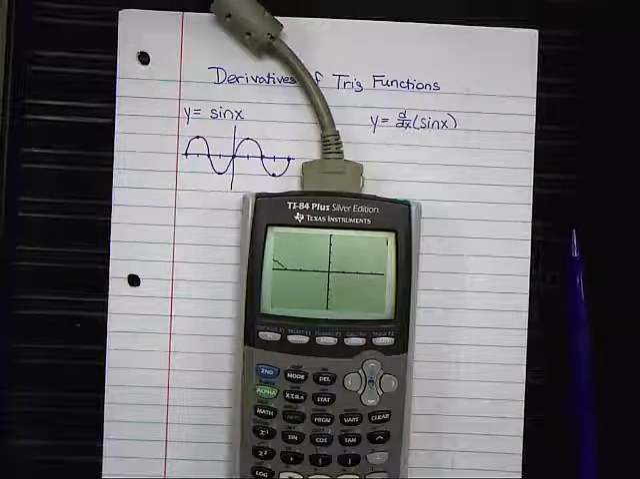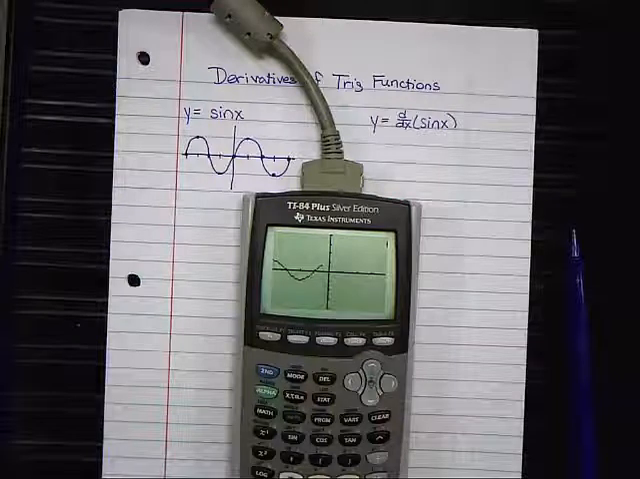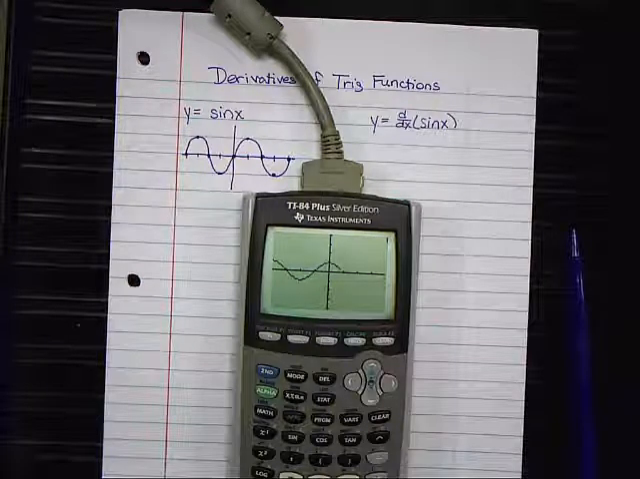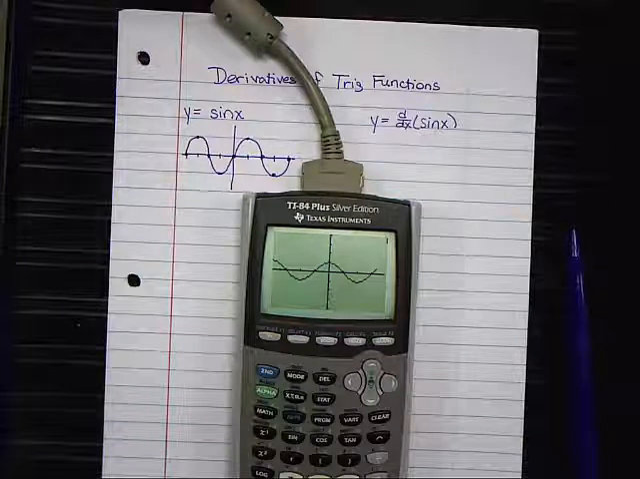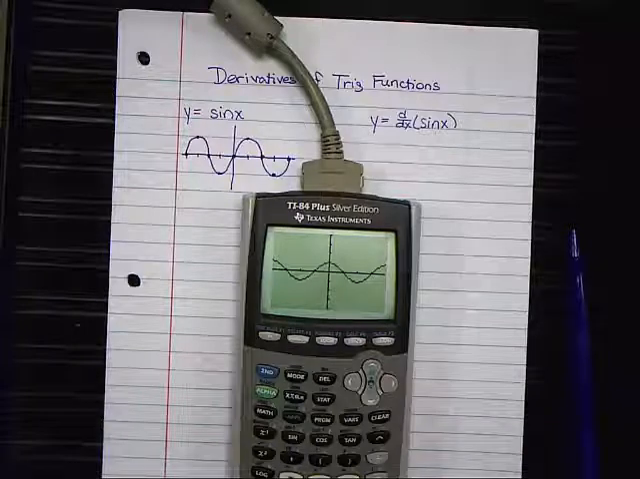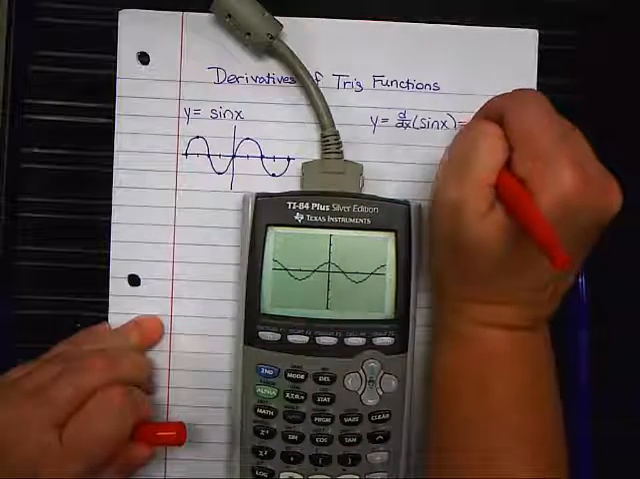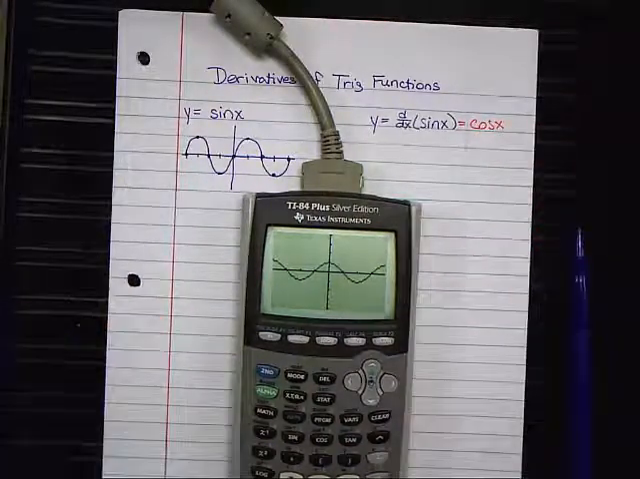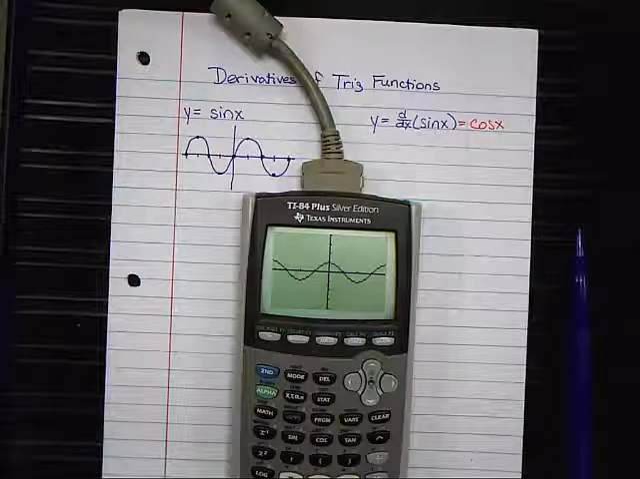Okay, it's going to be slow because it's calculating the derivative at every point of the sine equation. It was math 8 and alpha trace enter. Okay, what graph do you see? Cosine. Is that cosine? Yes, it is. It is cosine. So, we have just discovered that the derivative of sine is cosine.